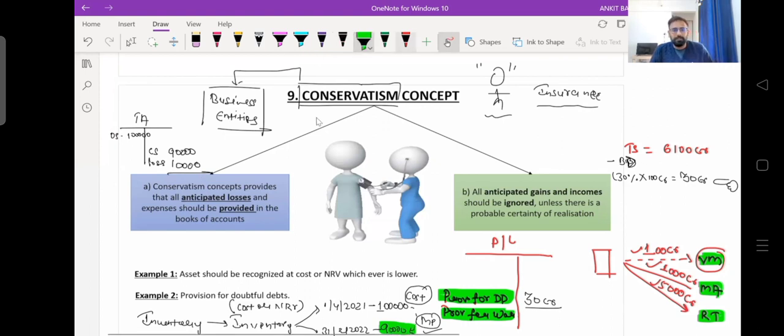So read the definition. The conservatism concept provides that all anticipated losses and expenses should be provided in the books of accounts in advance. But if there are chances that you will get some future benefits and you are not sure, you can't record unanticipated gains in advance. You have to record only anticipated losses in advance. All anticipated gains and income should be ignored unless there is a probable certainty of realization.